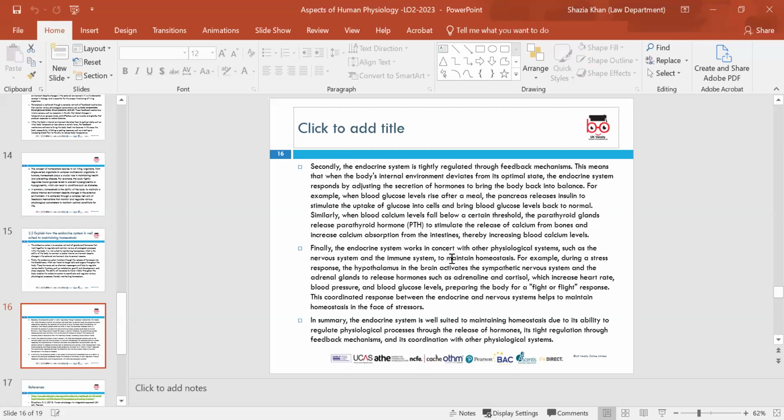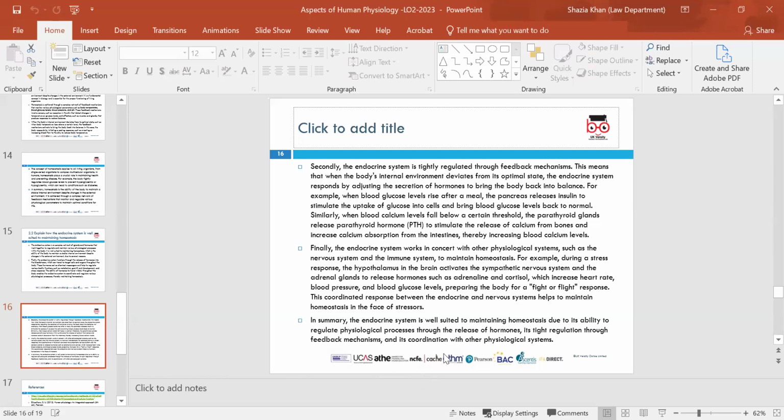Finally, the endocrine system works in concert with other physiological systems, such as the nervous system and the immune system, to maintain homeostasis. For example, during a stress response, the hypothalamus in the brain activates the sympathetic nervous system and adrenal glands to release hormones such as adrenaline and cortisol, which increase heart rate, blood pressure, and blood glucose, preparing the body for a fight or flight response, which we looked at in learning outcome 1.